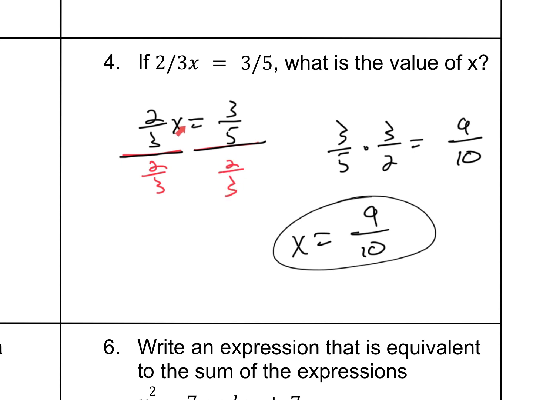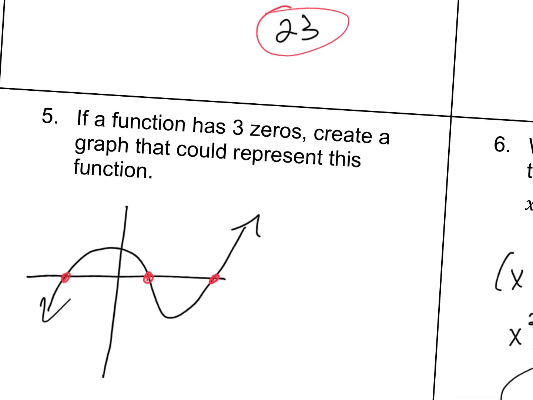So to solve for x, you have to do 3/5 divided by 2/3. The way you divide those fractions, you do the first fraction, 3/5, times the reciprocal, which is 3 over 2, and then just multiply straight across. 3 times 3 is 9, 5 times 2 is 10, and your answer is 9/10. All right, let's take a look at number 5.